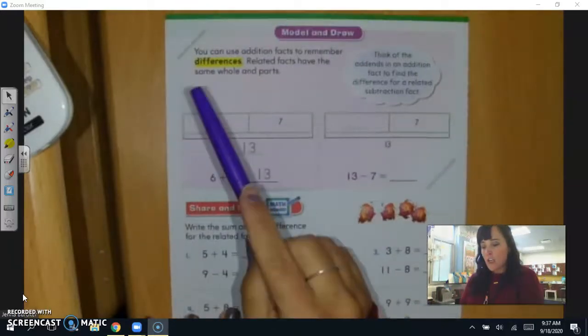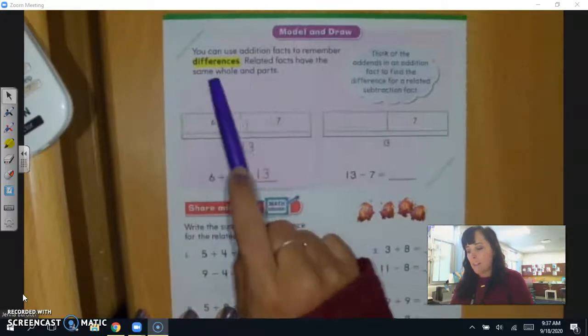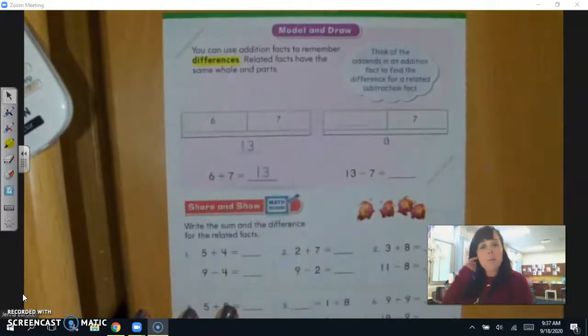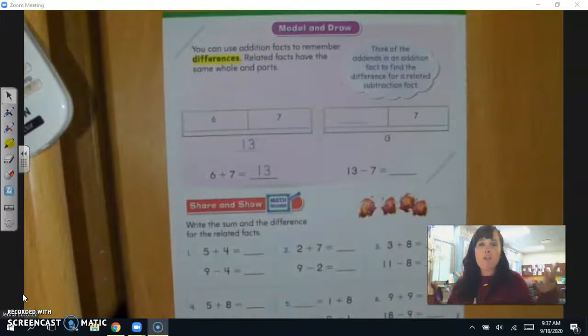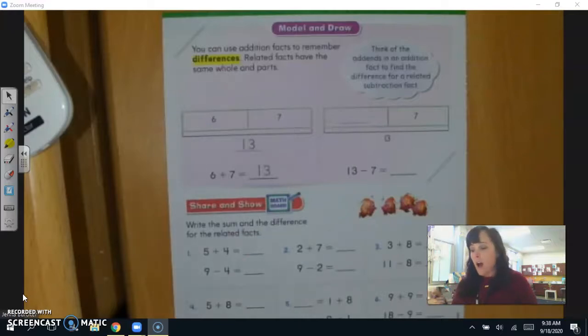So it says up here, you can use addition facts to remember differences. Related facts have the same whole and parts. Remember when we talked before, I'm going to be teaching lots of strategies on how to add. Now, if some of these strategies don't work for you, that's okay. We're just going to go over lots of different ways to add, and then hopefully you'll find some ways that work for you, and it'll make you faster and quicker and better at your math facts. So if something doesn't make sense, that's okay. You just won't use that strategy, right? So today we're going to be using subtraction to help us with addition, and vice versa.